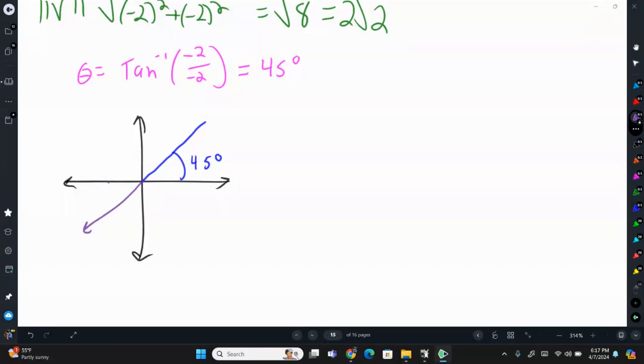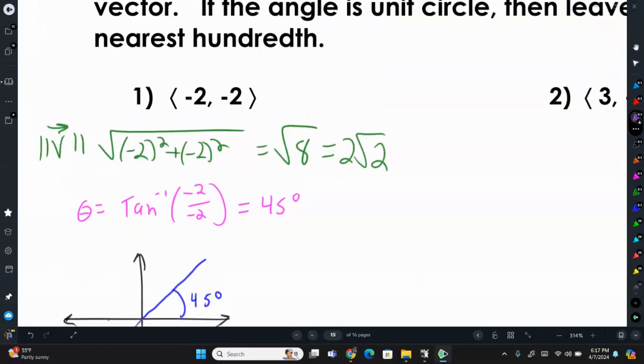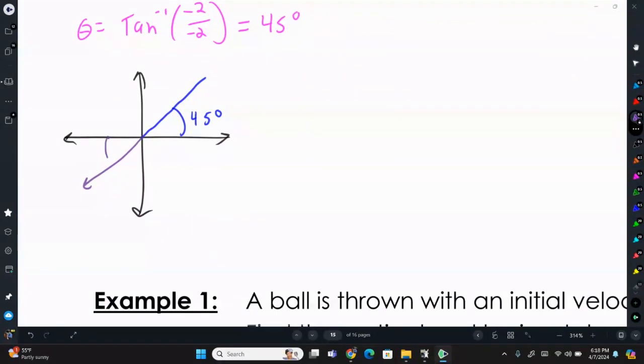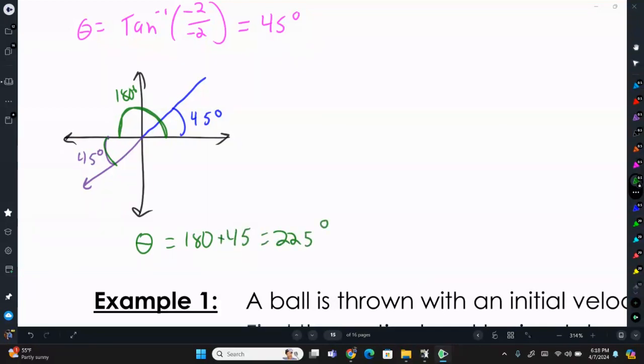We got to be in quadrant number 3 because my horizontal and vertical components are both negative. Two negatives are going to put us in quadrant number 3 if we have the x and y part as negatives. So that means this angle is 45 degrees. So our direction angle is going to be 180, half a circle, plus this 45. So theta is equal to 180 plus 45, which is 225 degrees.